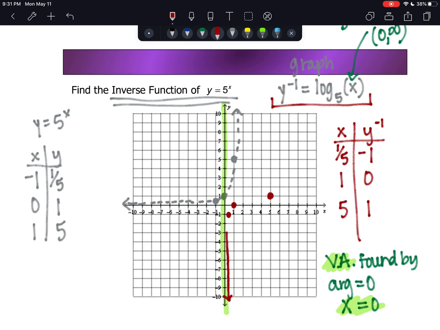So now I know that my graph is going to approach that vertical asymptote. It's just going to hug that vertical asymptote right there, and it's going to increase at an extremely slow rate. That's what a logarithmic function does. It increases very quickly to begin with, and then very slowly.